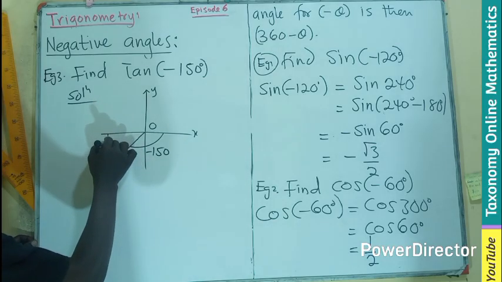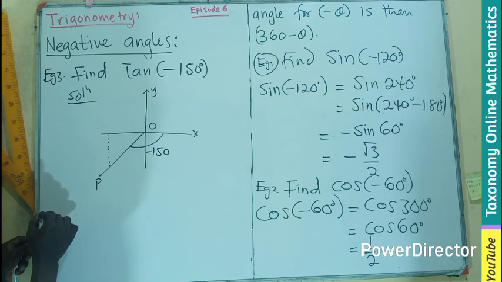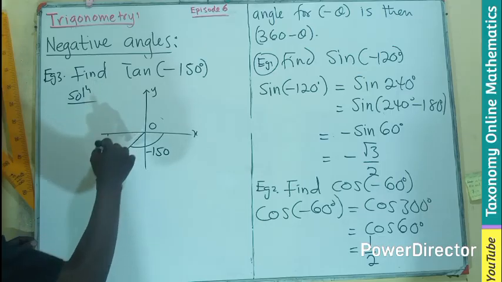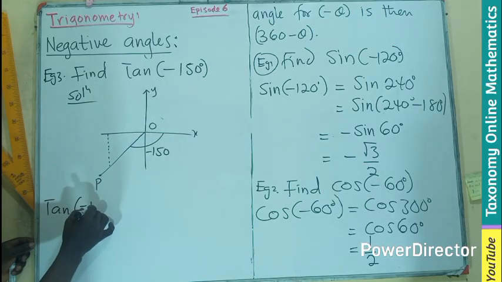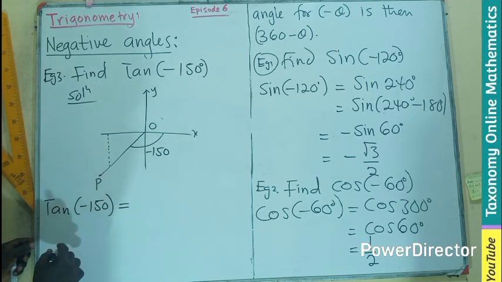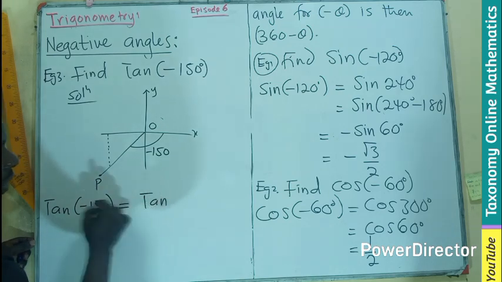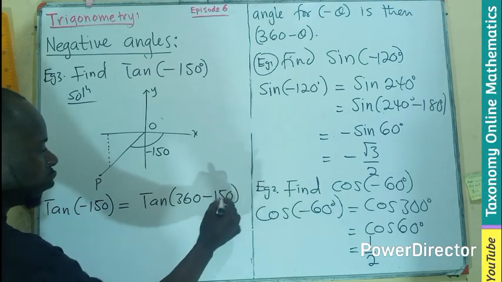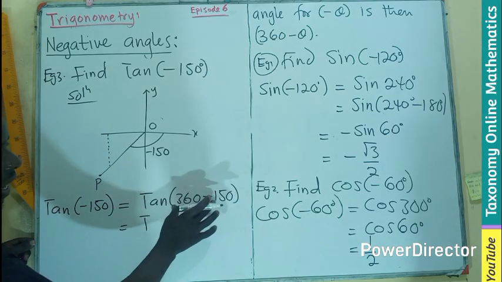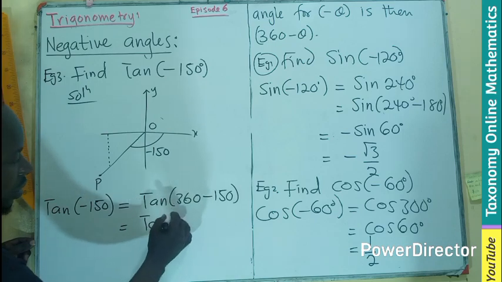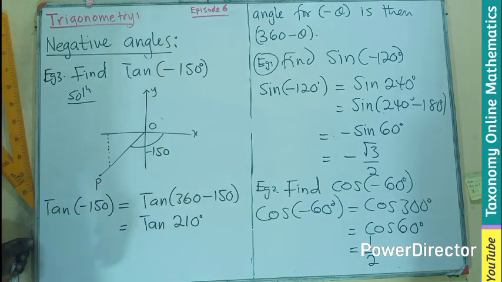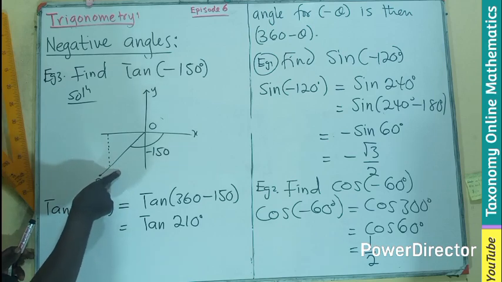So your reference angle is going to be here. But before then, we need to know the positive angle in the anti-clockwise direction. So your tan of negative 150 should be equal to, let me write this before thinking of negative, 360 minus 150. I mentioned that you can do that without showing it. And if you subtract that, you should be having 2 here, 1 here, 0 there. That is 210 degrees. So this is where we are having the 210.